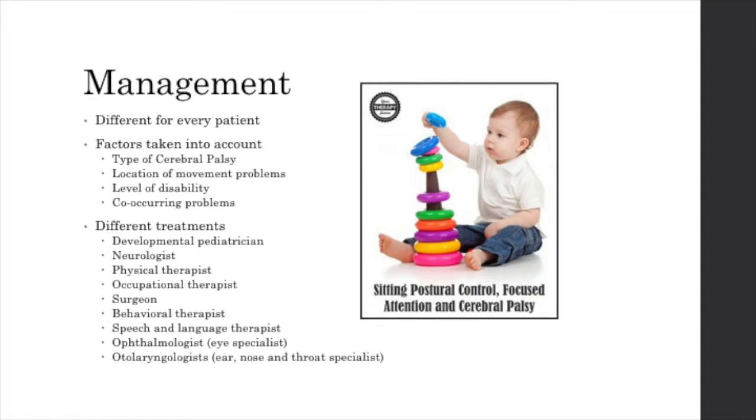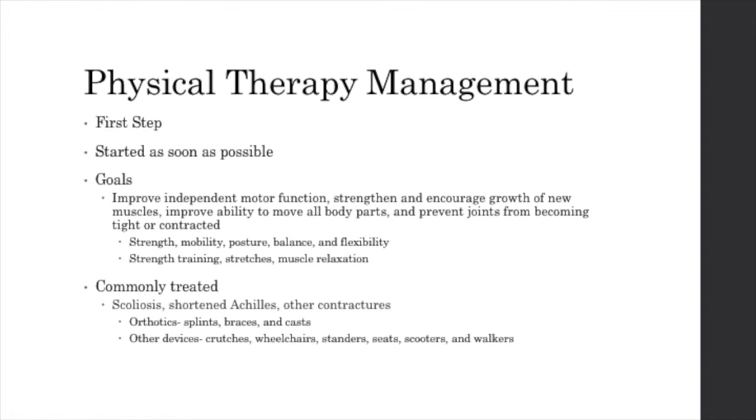Management is different for every patient, but there are 4 common factors taken into account when deciding appropriate treatment. These include the type of CP, location of the movement impairments, level of the disability, and whether comorbidities exist. Listed on the bottom of this slide is a list of different treatments that are used depending on the presentation of the factors. Physical therapy is usually the first step of treatment and is started as soon as possible.